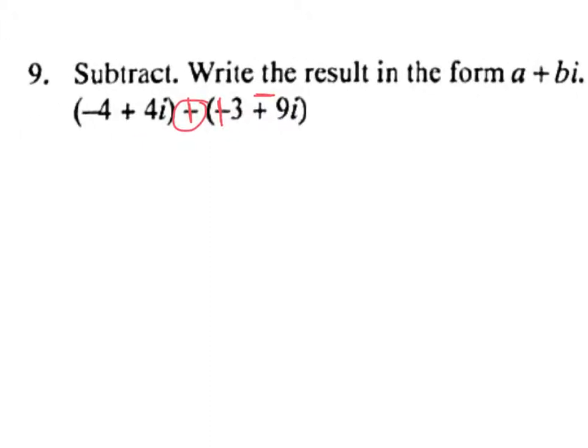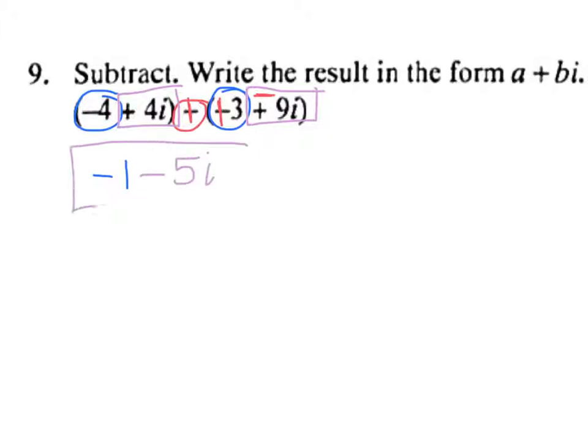Well, the first thing I have is a negative 4, adding to it a positive 3, so that makes negative 1. Then I have a positive 4i, which is now being added to a negative 9i, and that will be minus 5i. And there's your answer for number 9.